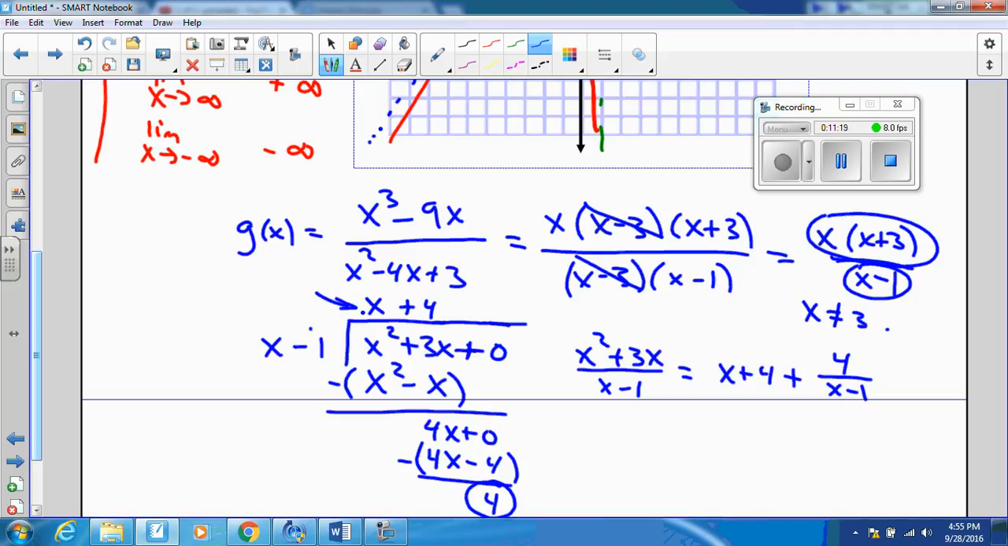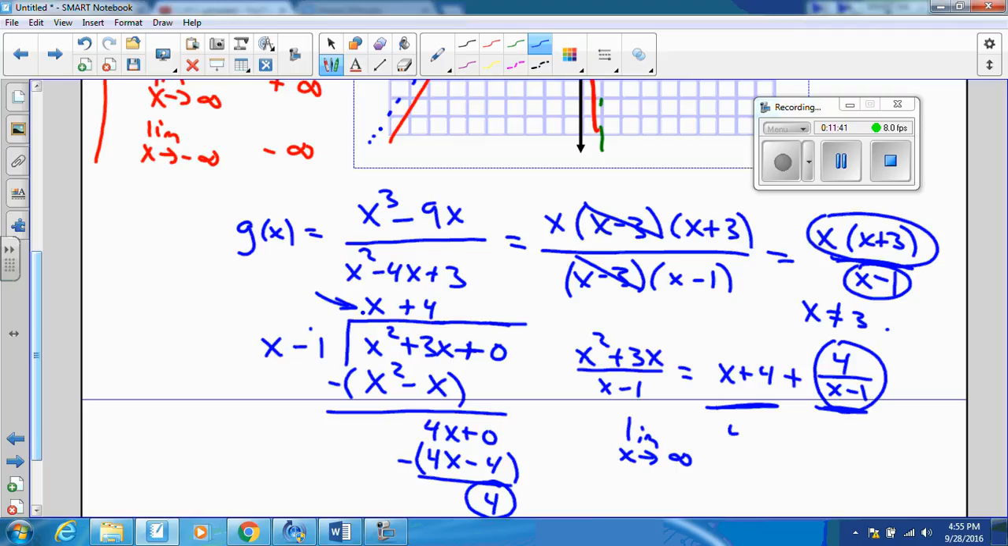Think about this. What I just said right here is that this fraction right here is equivalent to this function plus this fraction. And you can get yourself a common denominator for the right-hand side and see that this is so. Okay. Now how does that help us?